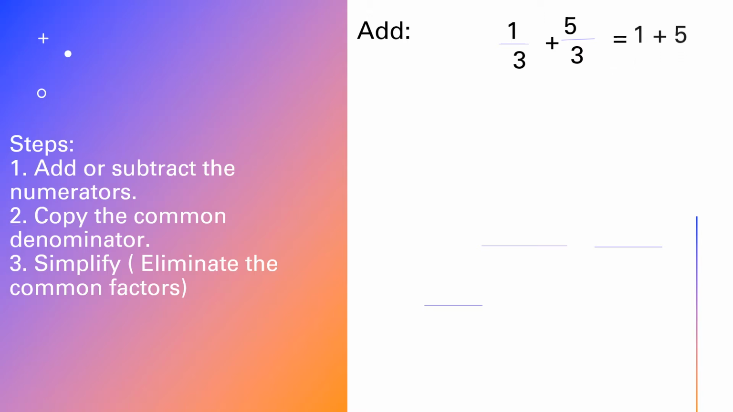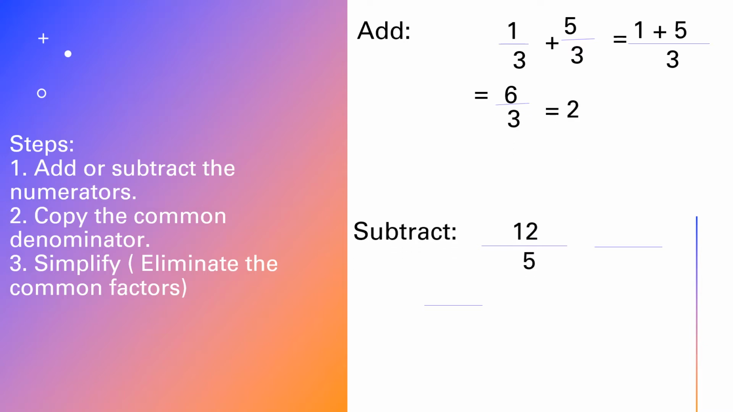So that is 1 plus 5 over 3, and that is equal to 6 over 3, which is equal to 2. Okay, what about 12 divided by 5 minus 3 divided by 5? So again, the same denominators here. So 12 minus 3, divided by 5, and that is equal to 9 divided by 5. Okay, that's how you're going to do simple fractions.